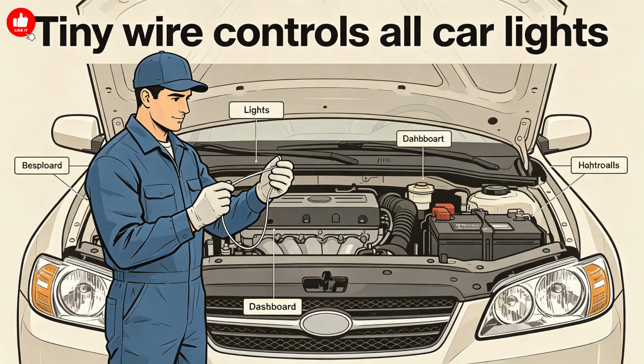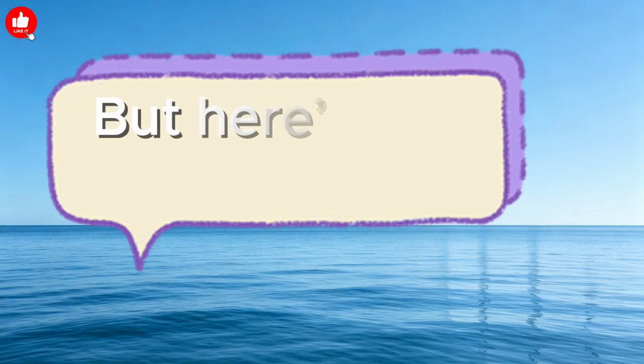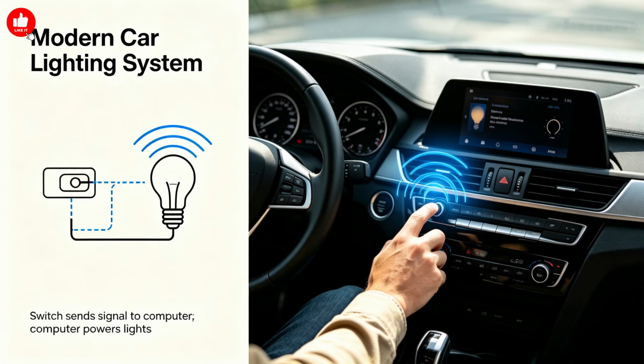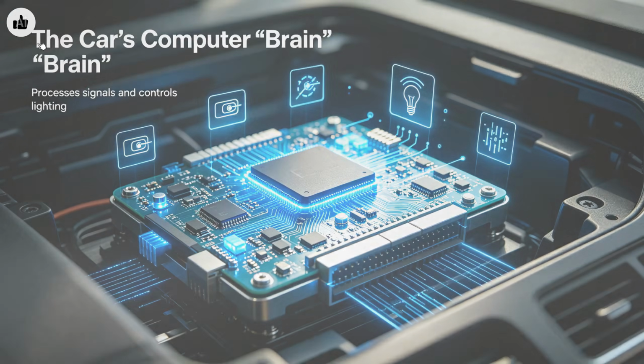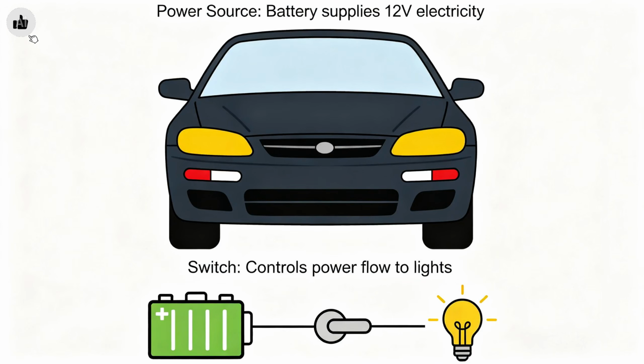This tiny wire can turn on every light in your car, from the headlights to the dashboard. But here is the shocking part. In modern cars, the switch on your dashboard often does not power the lights directly anymore. A computer does it. In the next few minutes, I will show you exactly how modern car lighting systems work, using simple diagrams that every student and technician can understand.